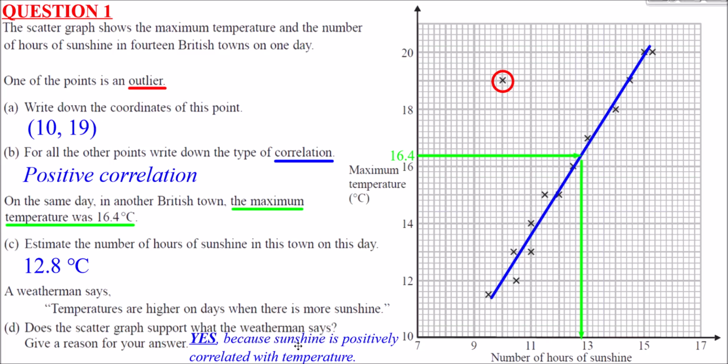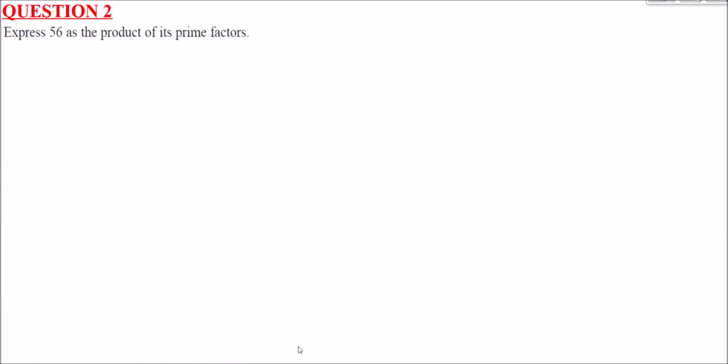So we're off and running. That's question 1 done. Let's see what question 2 has in store. Question 2, express 56 as a product of its prime factors. Now, this is one of these factor tree diagrams which you may have seen before. So we start with a number we wish to decompose, 56, and we branch off.